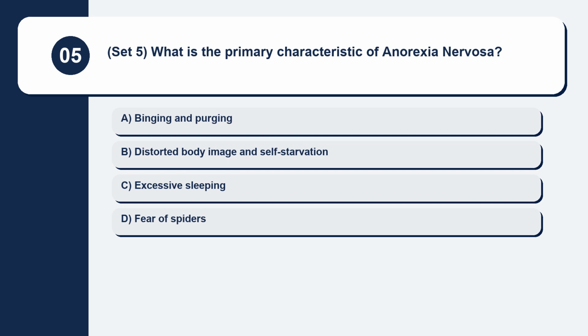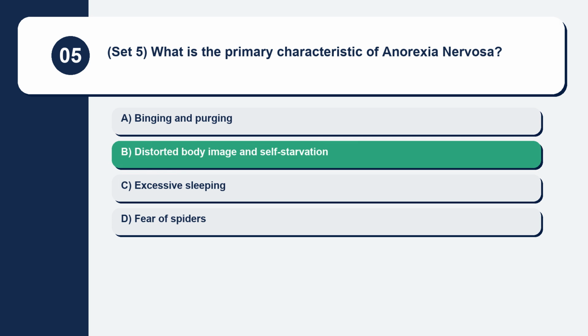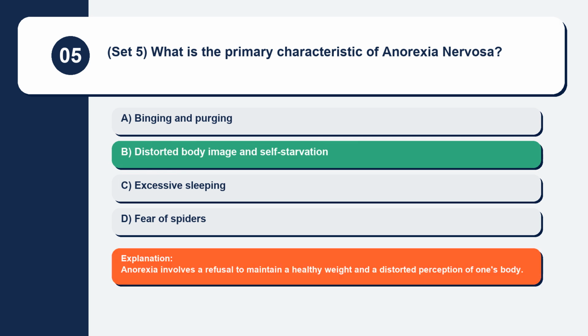Question 5, Set 5. What is the primary characteristic of anorexia nervosa? Binging and purging, distorted body image and self-starvation, excessive sleeping, fear of spiders. Anorexia involves a refusal to maintain a healthy weight and a distorted perception of one's body.